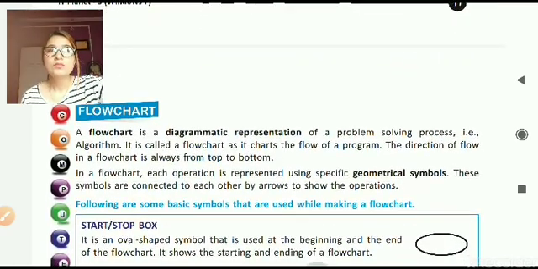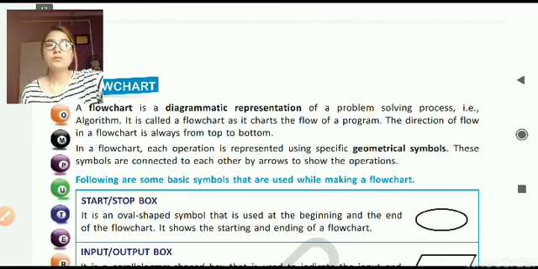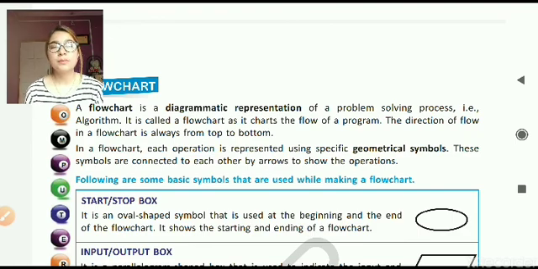Next is flow chart. Now the flow chart is pretty similar to an algorithm. The only difference is that in a flow chart we use diagrammatic representation, that means diagrams, a block diagram. A flow chart is a diagrammatic representation of the problem solving process. So if any process or any topic or any problem is given, you have to solve it using block diagrams. That is called a flow chart.